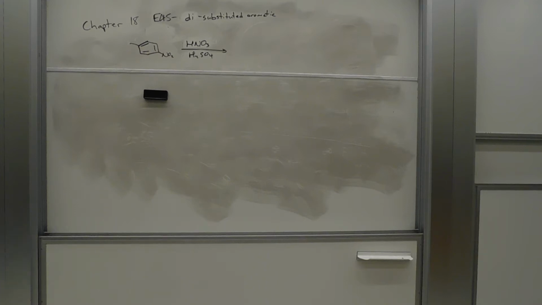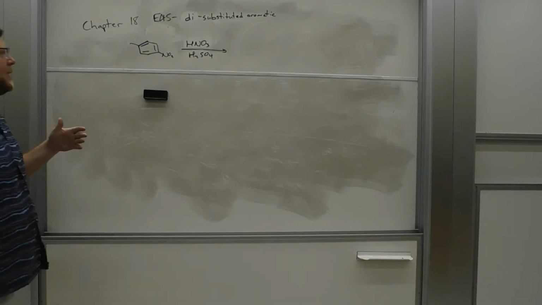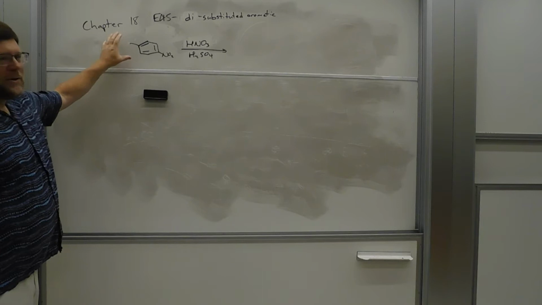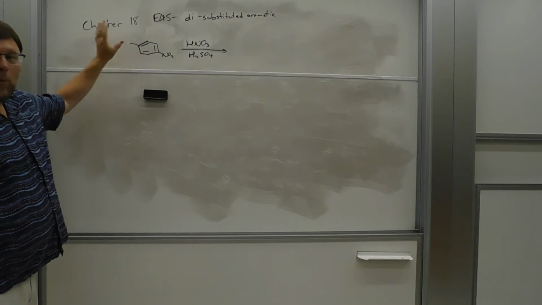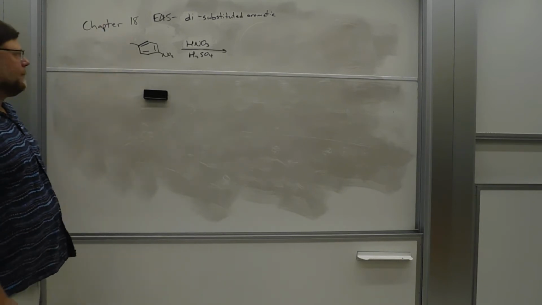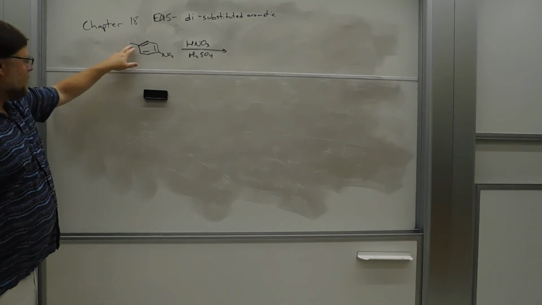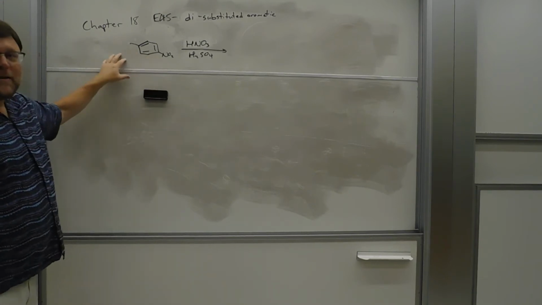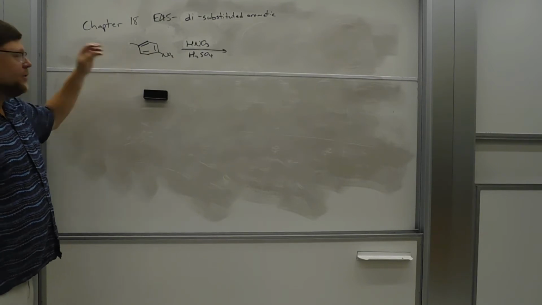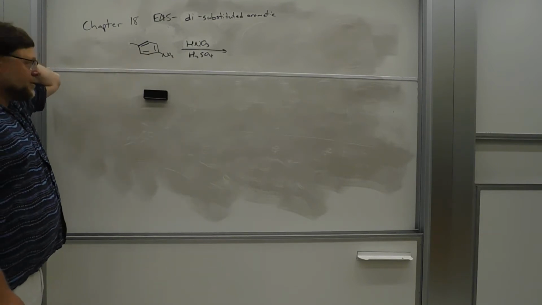All right. Moving along with electrophilic aromatic substitution. The last two videos I did looked at what happens in electrophilic aromatic substitution with one substituent on the aromatic ring. Well, what if you have two? So we have a methyl group here and we have a nitro group.